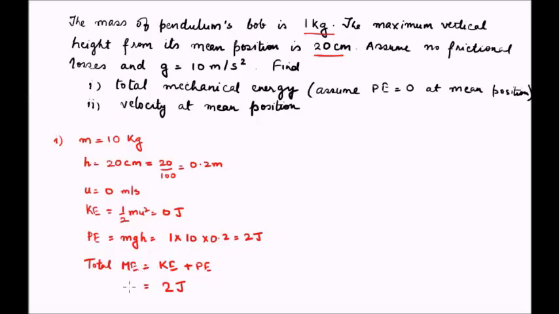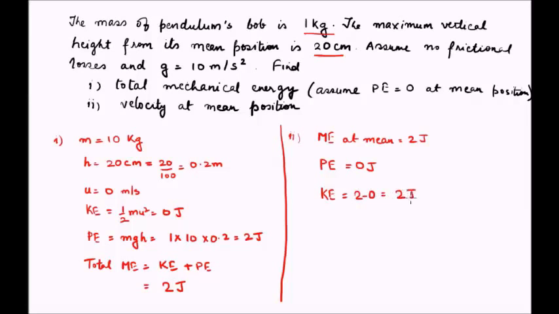Now we will exactly use this idea to solve the second part, which says find the velocity at the mean position. So we know that the total mechanical energy is 2 joule. Therefore, mechanical energy at the mean position is also equal to 2 joule because of the conservation of total mechanical energy, since no frictional loss is there. We already know that the potential energy at the mean position is 0 joule, that is the reference. Therefore, the kinetic energy has to be 2 minus 0, which is 2 joule again. So the kinetic energy at the mean position is 2 joule.